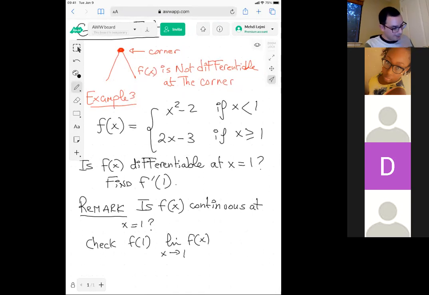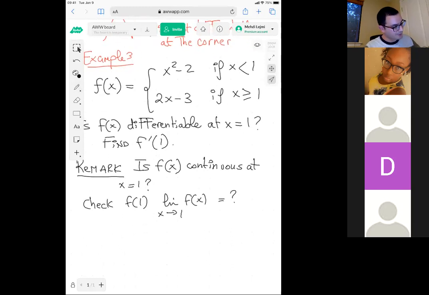So what will be f of 1 here? Which equation are we going to use for f of 1? The second one, right? Because here it can be equal. So f of 1 would be just 2 times 1 minus 3, which is -1.